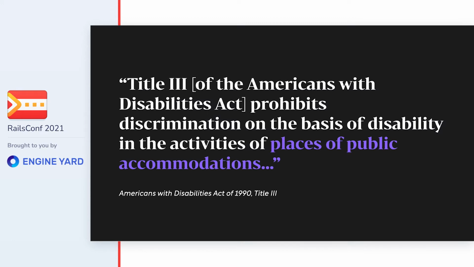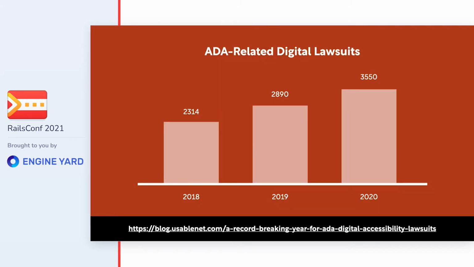It should matter because, first of all, it's the law. In the US, the Americans with Disabilities Act prohibits discrimination on the basis of disability. And even though the act was passed before the wide adoption of the internet, websites have been declared subject to the ADA as places of public accommodations, and other countries have passed similar laws. This past year, we've seen people rely more and more on the internet to get things done. And as a result, we're seeing a rise in ADA-related digital lawsuits as well. There were 3,550 new ADA lawsuits in 2020, and that's up 23% from the previous year. So you can definitely see a trend here.